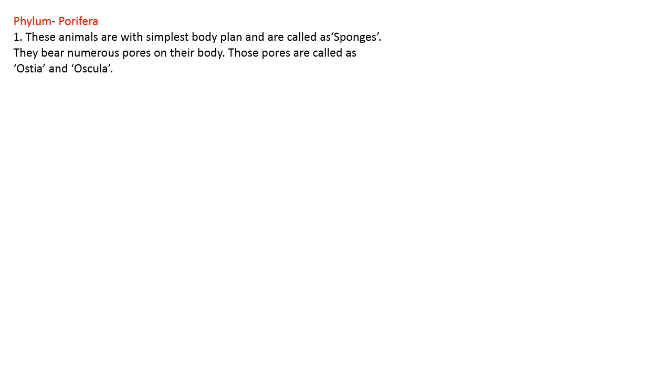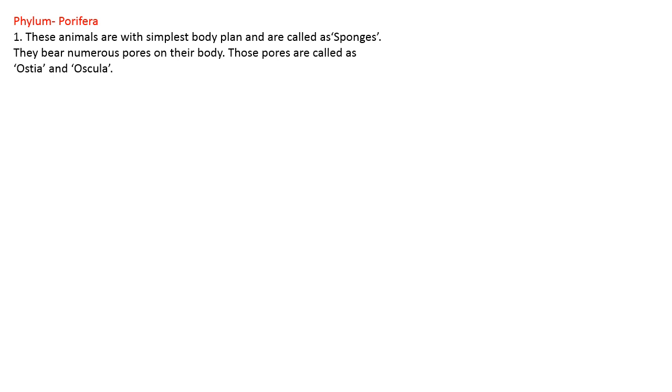See the first characteristic. These animals have the simplest body plan and are called sponges. So in phylum Porifera, the animals have a simple body. There is no very complex structure, they have the simplest body structure, and they are all called sponges. So Porifera includes all the different types of sponges.